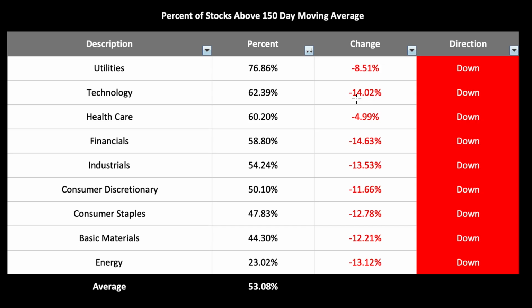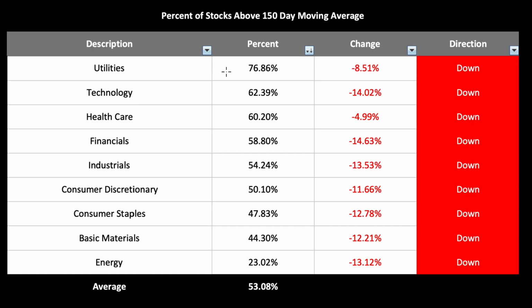Multiple sectors did as well though, so technology and energy, which has been the weakest sector throughout the entire year, which has now only got 23% of stocks above the 150-day moving average, so it's moving down into the oversold levels almost. But it's been weak for the entire sector, and shows that you should always stick with the strongest sectors.